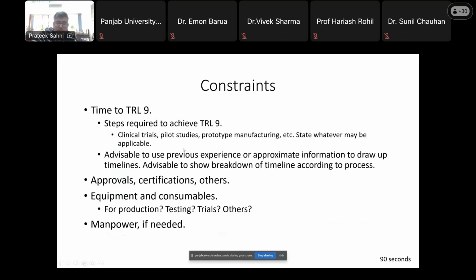Moving on. Now comes the part for constraints. What constrains you from actually getting your technology to a productionizable level? Specifically, you might mention the time to TRL9. What are the steps required to achieve TRL9 for your technology? As an example, clinical trials, pilot studies, etc.